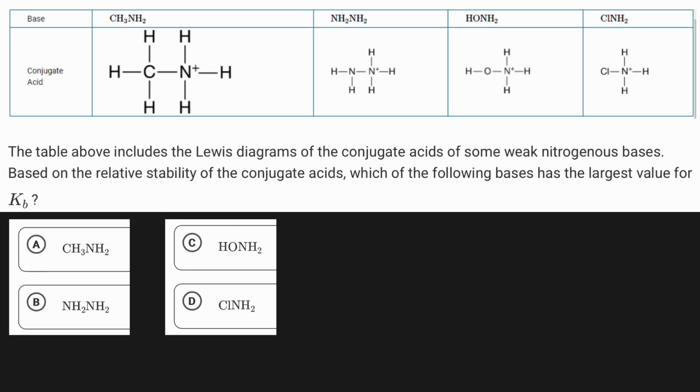All right, let's do an example. The table above includes the Lewis diagrams of the conjugate acids of some weak nitrogenous bases. Based on the relative stability of the conjugate acids, which of the following bases has the largest value for Kb? First let's figure out what it's asking. It wants to know the base that is the strongest, because remember, a large K value means that we have a product-heavy equilibrium, which means it's strong. So we're looking for the strongest base.